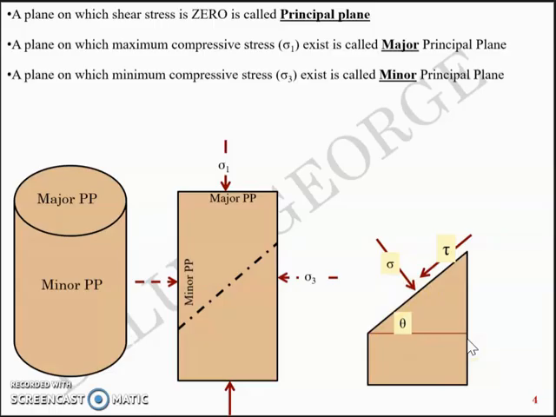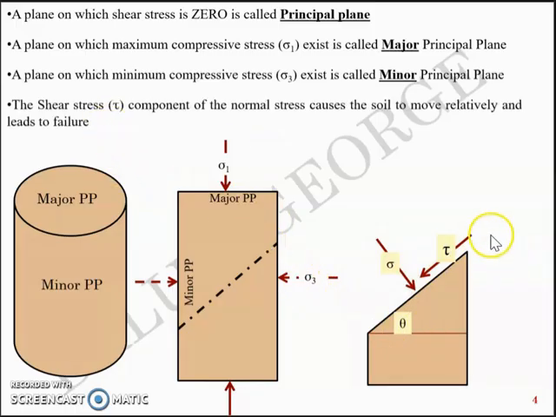One thing you need to remember is that the horizontal plane is a major principal plane and the vertical plane is a minor principal plane. And when you take an inclined surface, a cut surface within the sample, it'll be at an angle theta, let's say that, and that particular plane is acted upon by a normal stress sigma and a shear stress tau. So we can have an expression for sigma and tau in terms of sigma 1, sigma 3 and theta.